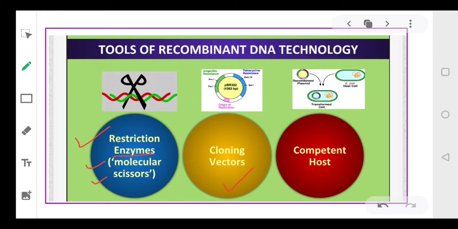Second is the cloning vectors. Cloning vectors means where that particular inserted DNA will be cloned, and then this recombinant DNA will be introduced into a host, and when this host will multiply, obviously the recombinant DNA will also multiply. So there are three tools of the recombinant DNA technology: the restriction enzymes, the cloning vectors, and the competent host. Now let's talk about the restriction enzymes first.